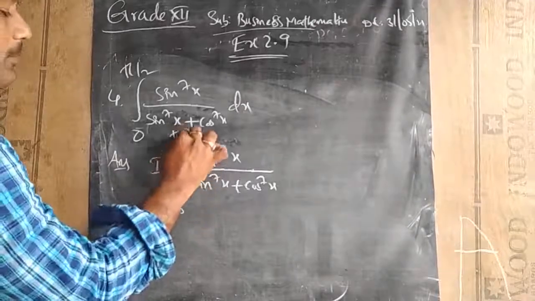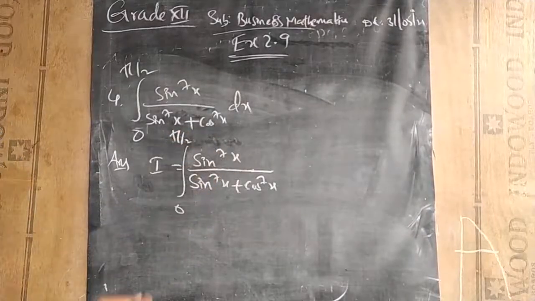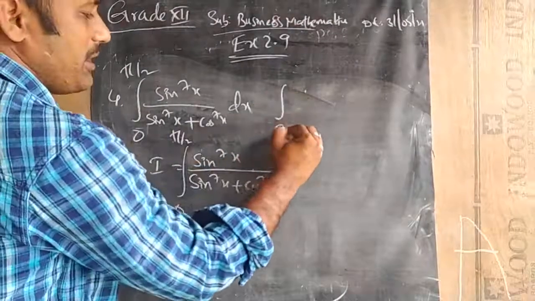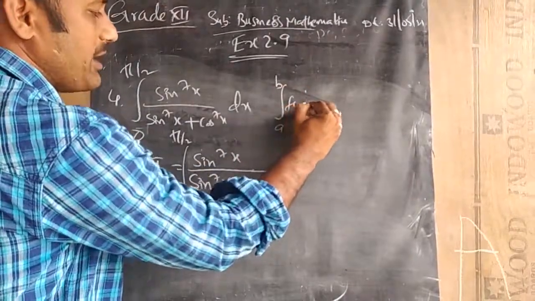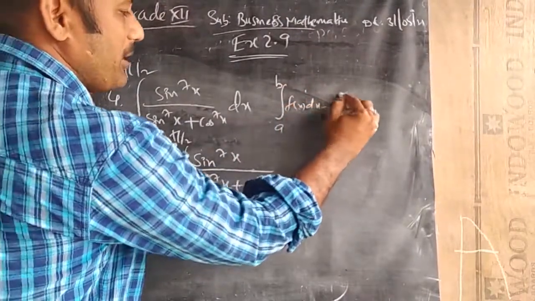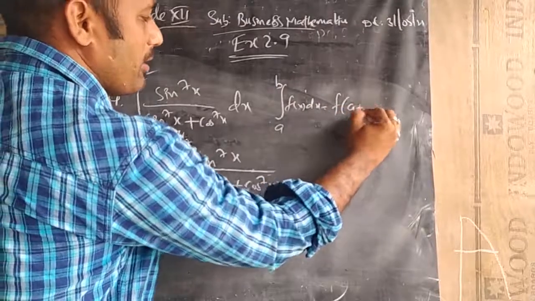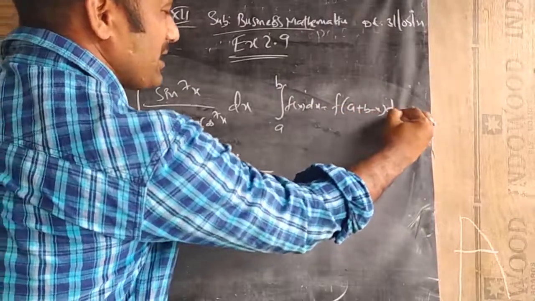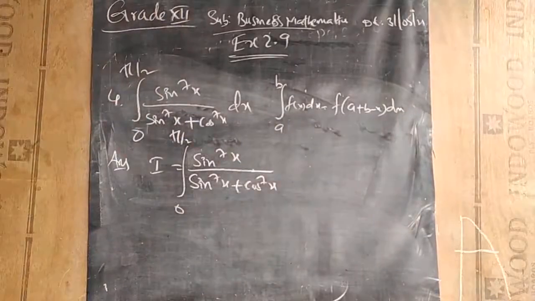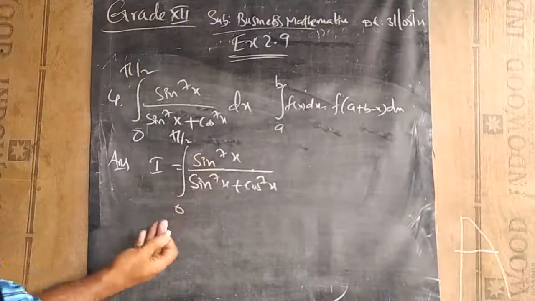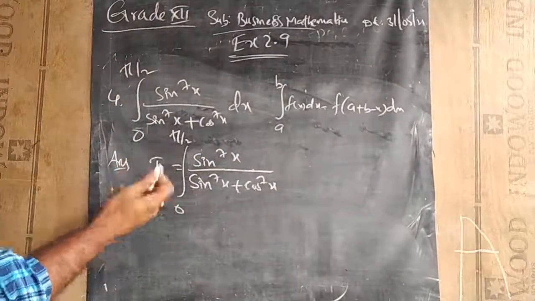Integral 0 to pi by 2. Yesterday in properties we have learned this formula: integral a to b of f of x dx can be written as integral of f of (a plus b minus x) dx. The same formula we will try, with a plus b minus x.